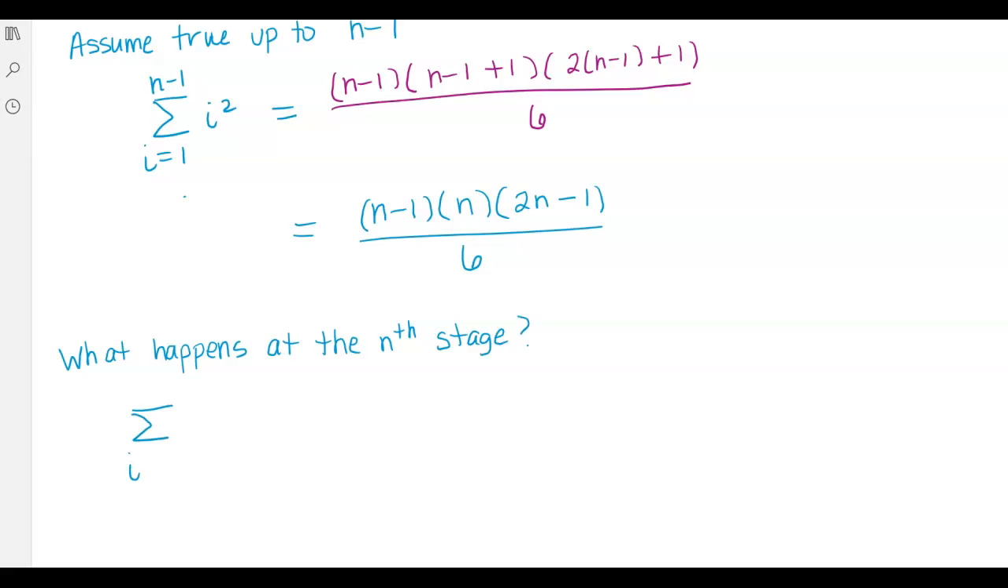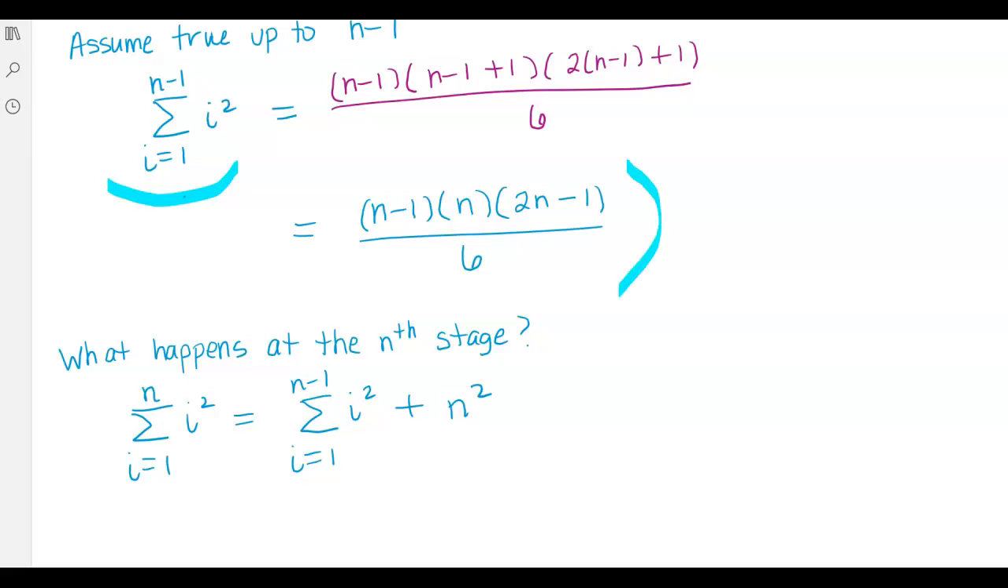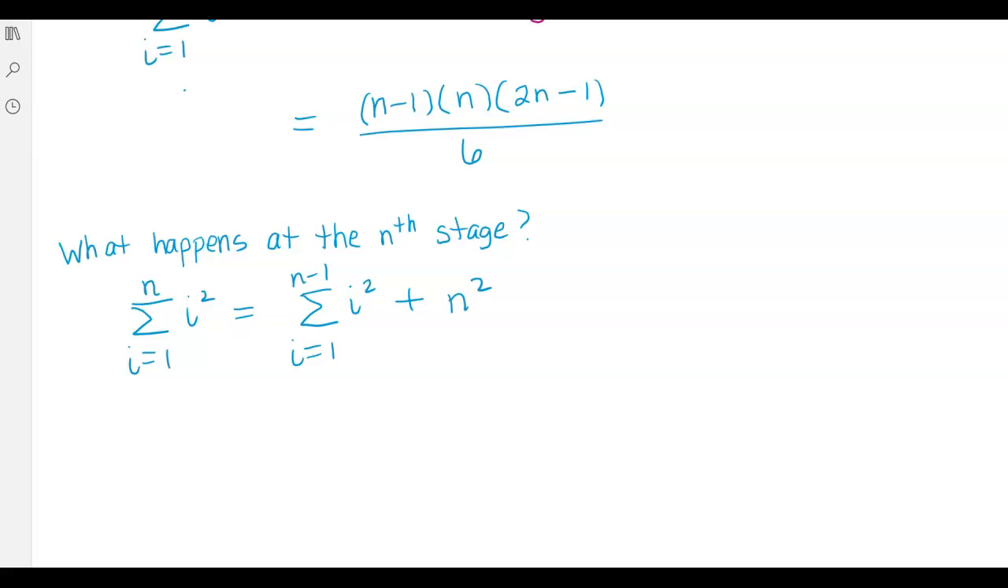So the summation as i goes from 1 to n, I'm going to split this up and say that would be the same as adding up the terms up to n minus 1 and then adding n squared onto the end of it, right? So now, instead of writing this, I'm going to write this fraction that I just put together. So I'll make a little substitution here. Let's say that this is n minus 1 times n, 2n minus 1 over 6. And then I'm tacking on this n squared.